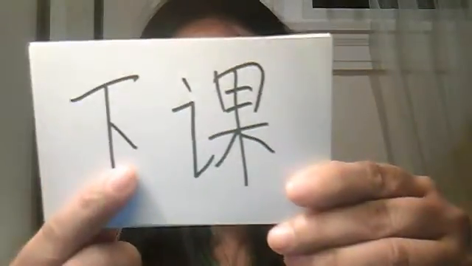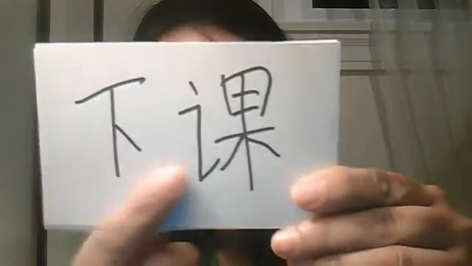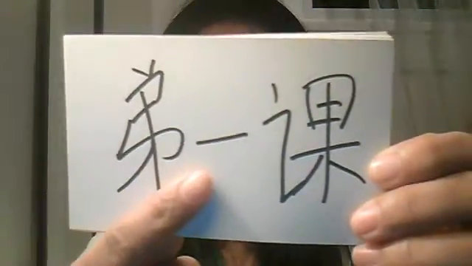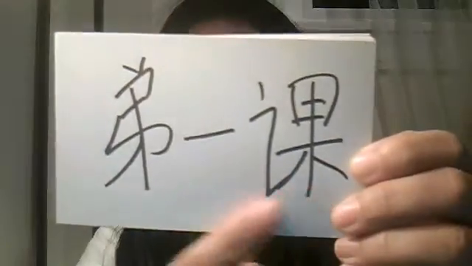The opposite is 下, which means down or off. So 下课 is like get off of class, end class. So 下课了,可以回家. Okay, class is over. I can go home now. And 课 also means a lesson. So 第一 means first. So 第一课, first lesson. So it could be in a book, first lesson.